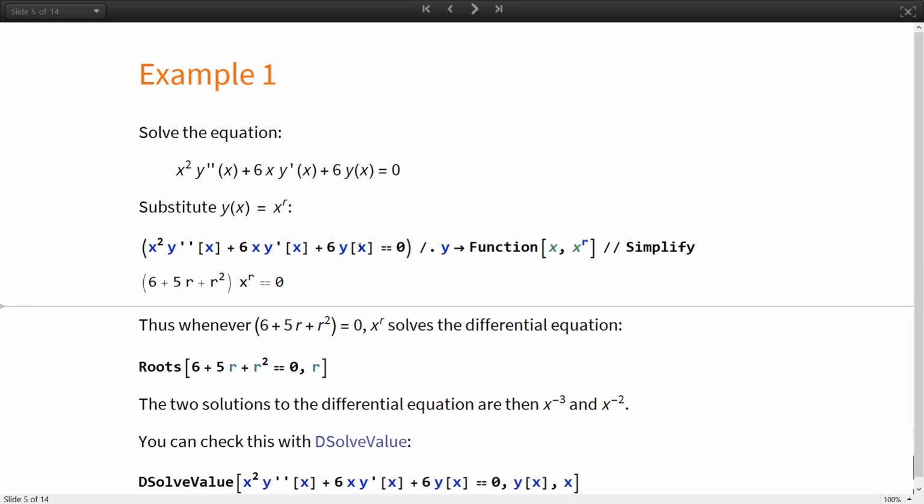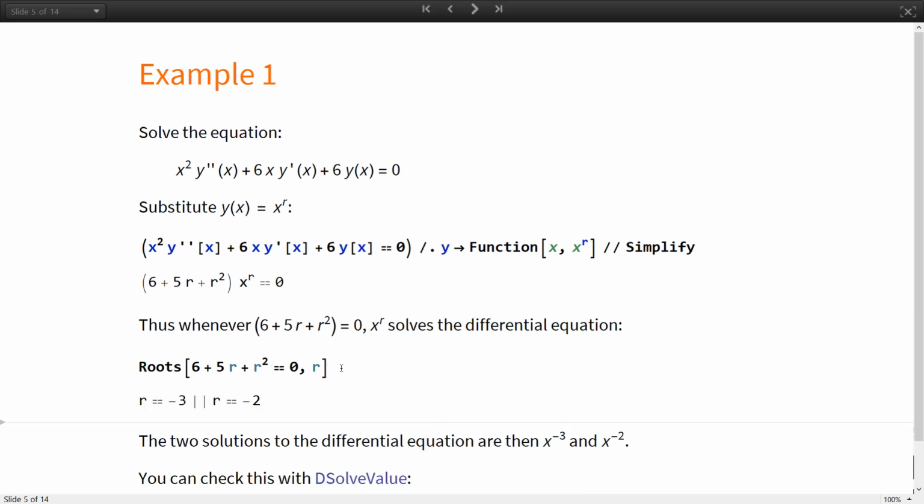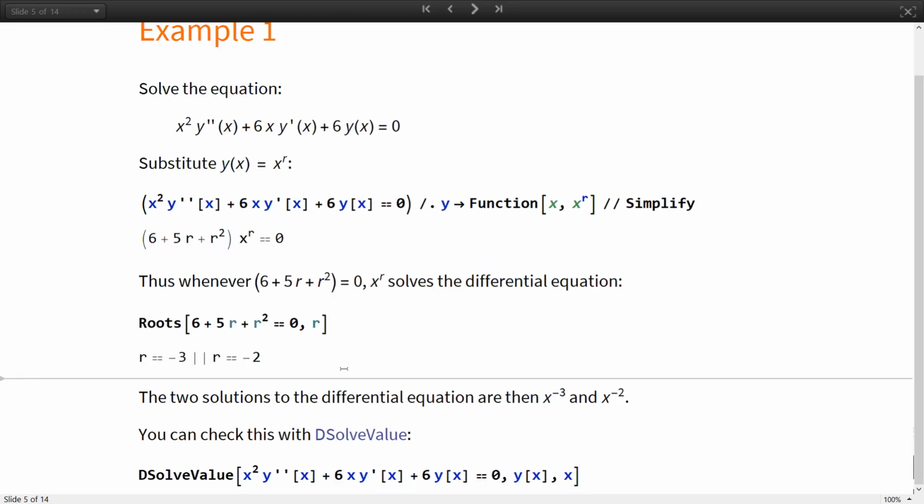Therefore, when 6 plus 5r plus r squared is equal to 0, x to the r will solve the differential equation. The roots can be calculated with ease in the Wolfram language. It is seen that the two solutions to the differential equation will be x to the minus 3 and x to the minus 2. The general solution will be a linear combination of these two individual solutions.